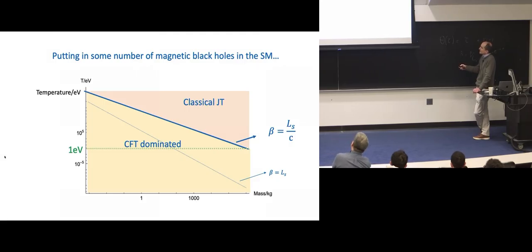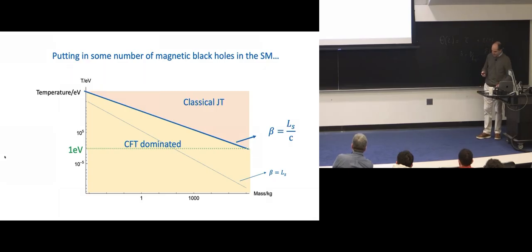So for this range of masses, for, let's say, laboratory scales, you are well in this regime. This is the regime you see if you look at these black holes with your eyes.